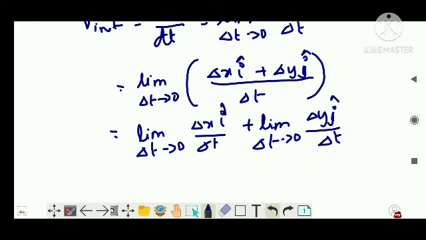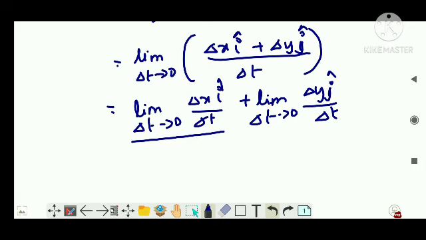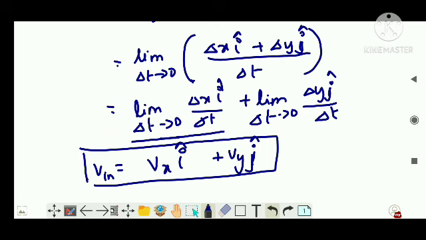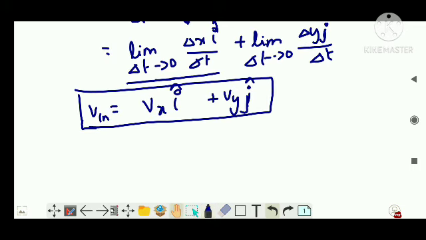Clear? So what do you mean by limit delta t tends to 0 of delta x by delta t? It gives you the instantaneous velocity in x direction. The change in position in x direction divided by time is your average velocity in x direction. When the time interval tends to 0, that becomes instantaneous velocity. So it becomes vx i cap plus vy j cap. That is the expression for instantaneous velocity. Clear? And how would you write its magnitude?